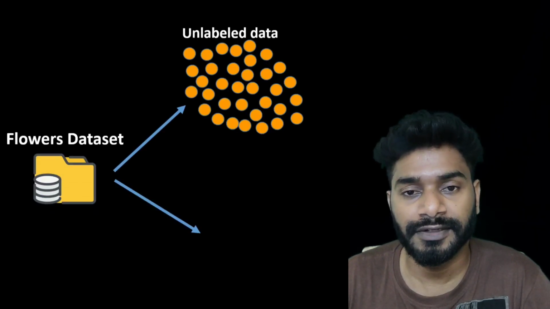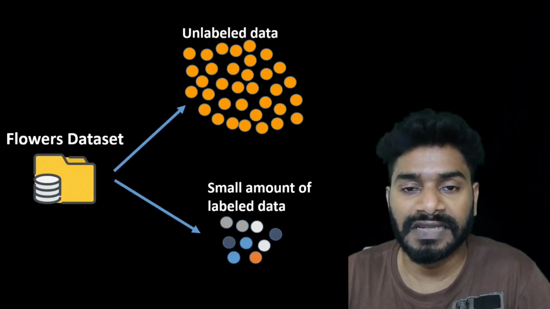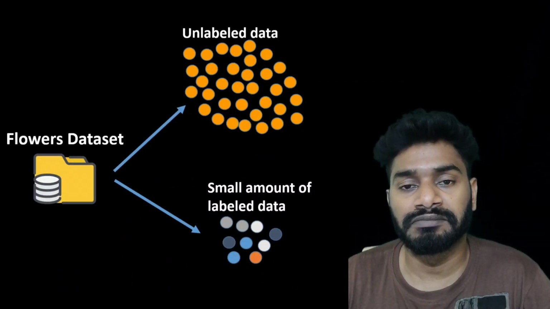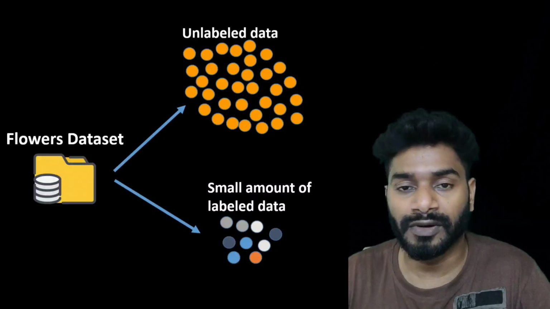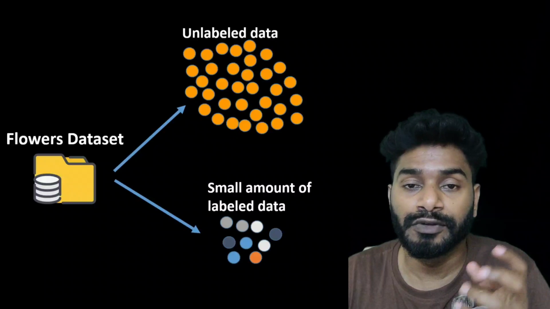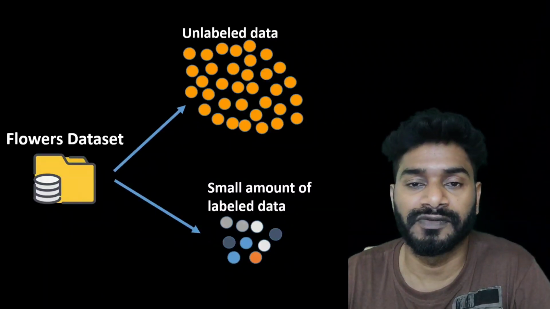So basically I'll be showing by emulating a scenario where you will have a good amount of unlabeled data and a small amount of labeled data, and how we can use self-supervised learning to get knowledge or the representation from this unlabeled data and help to improve our learning on this small amount of labeled data.